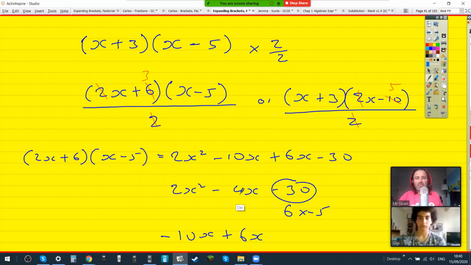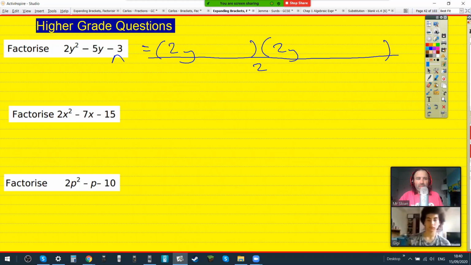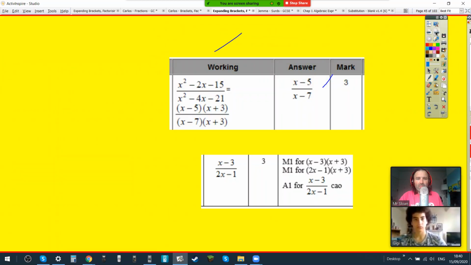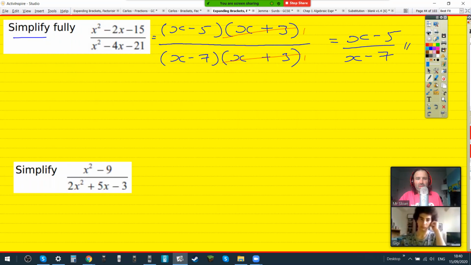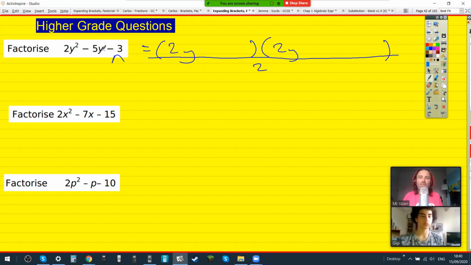It isn't 2 numbers that make c and add to make b. It is 2 numbers that multiply to make a times c. So you have to do, take a look, 2 numbers that multiply to make 2 times minus 3 and add to make minus 5. And 2 times minus 3 is just minus 6. So what 2 numbers will work for that?